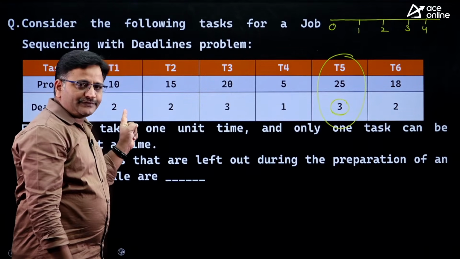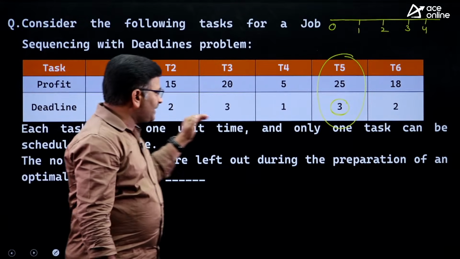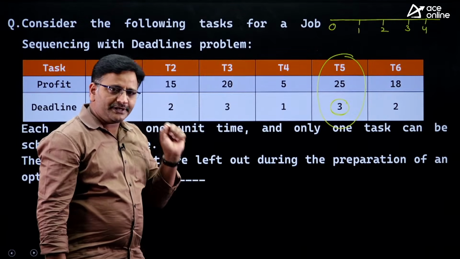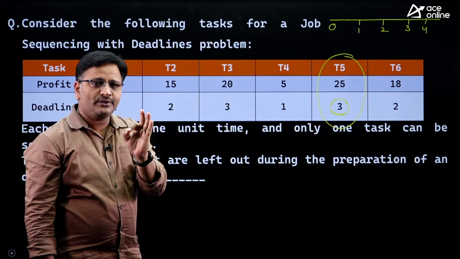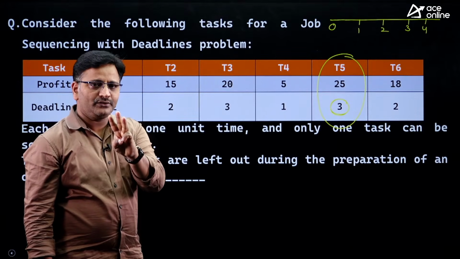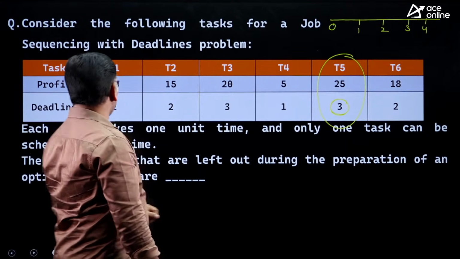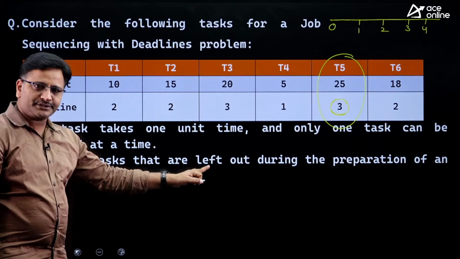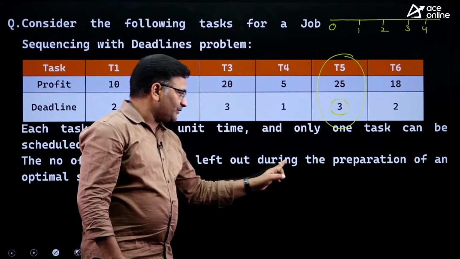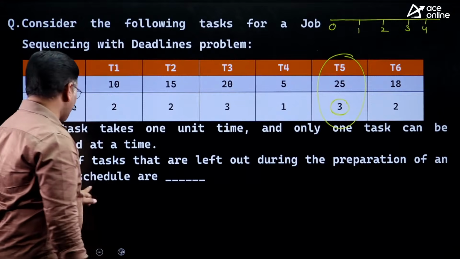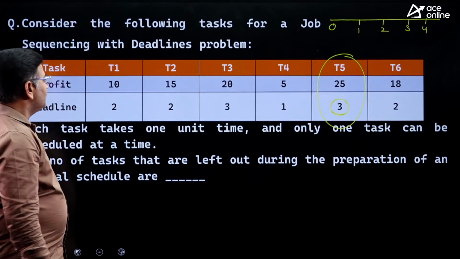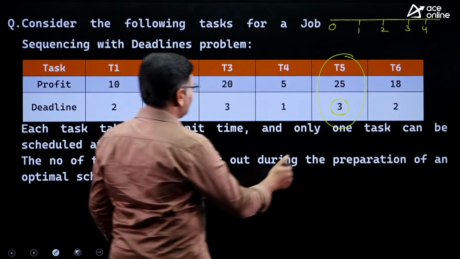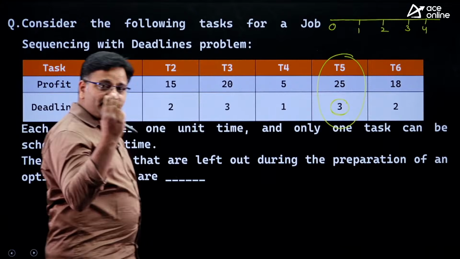First verify the deadlines, friends. If the maximum deadline is 3, it means you can process only 3 jobs. So I can directly evaluate the question, which says the number of tasks that are left out during the preparation of an optimal schedule algorithm. Here the maximum deadline is 3, so it means only 3 tasks I can process, friends.